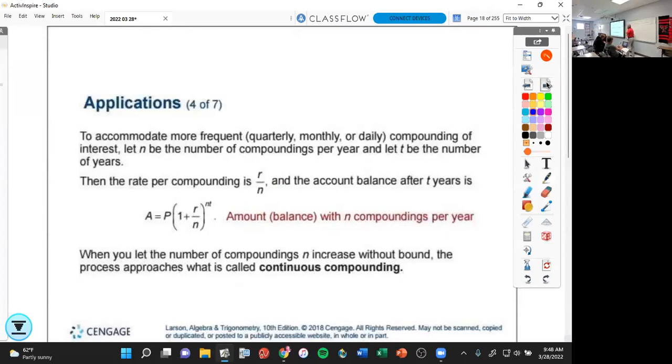To accommodate more frequent quarterly, monthly, daily compounding, let n be the number of compoundings per year and t is the number of years. So basically, we're going to have to divide r by n, and we're going to raise that to the nt power. We're going to multiply the t by the n as well. Okay, and that's the standard formula we use for compounded interest.